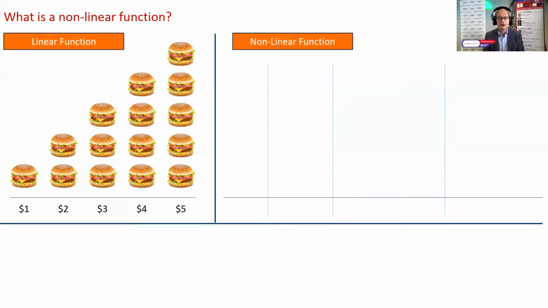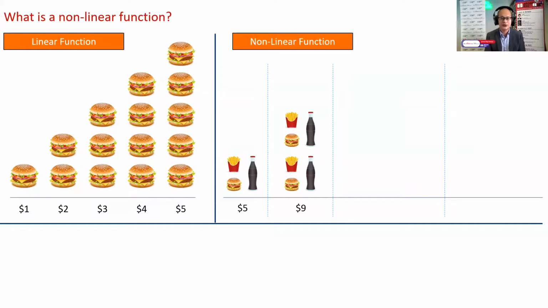A non-linear function will mean something like the following, where I'm buying a meal. Let's say I buy a meal of $5. This is a single meal, $5. And let's say I'm buying a family, so-called double meal. It may cost me $9. So notice that now I'm getting twice the amount, but I'm paying less than twice the amount. So hence there's this non-linearity that is occurring.